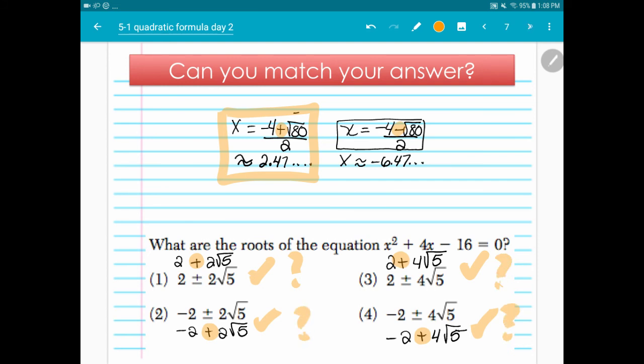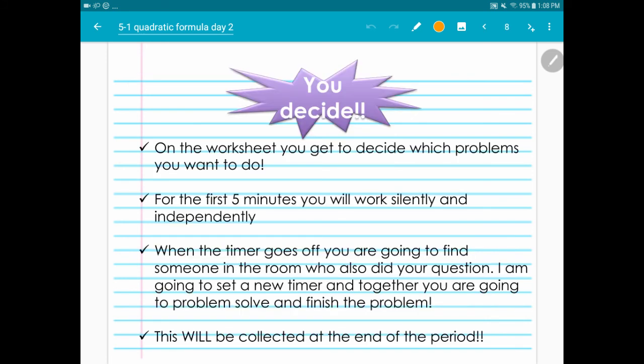Okay, good luck. All right, after you're done with that, you're going to get started on the worksheet. You get to decide which problems to choose. The front is a level 3, the back is a level 4. For the first 5 minutes, please work silently, independently, trying to use these notes and this video.